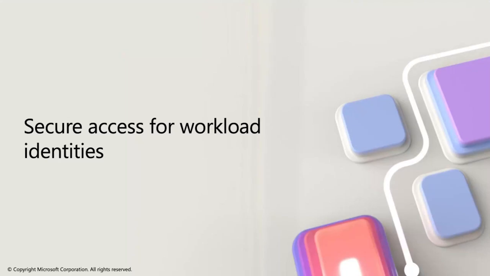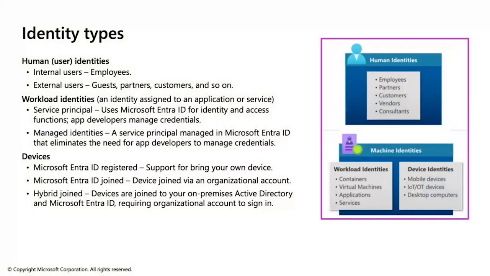Now what next? Secure access for workload identities. What we mean here is that in Entra ID, we have different types of identities. When you talk about human identities, these are where users are using it directly, like internal users, external users, like guest, partner, customer, and so on. Sometimes we don't need to use a human identity for different kinds of access. So in that situation, we use workload identities, or you can say machine identities.